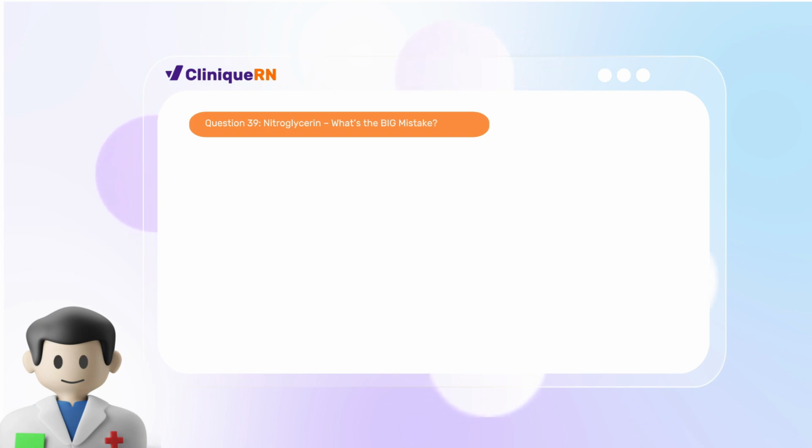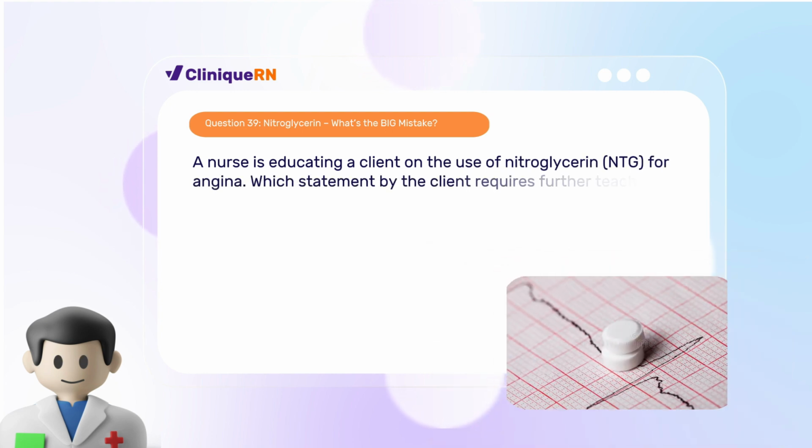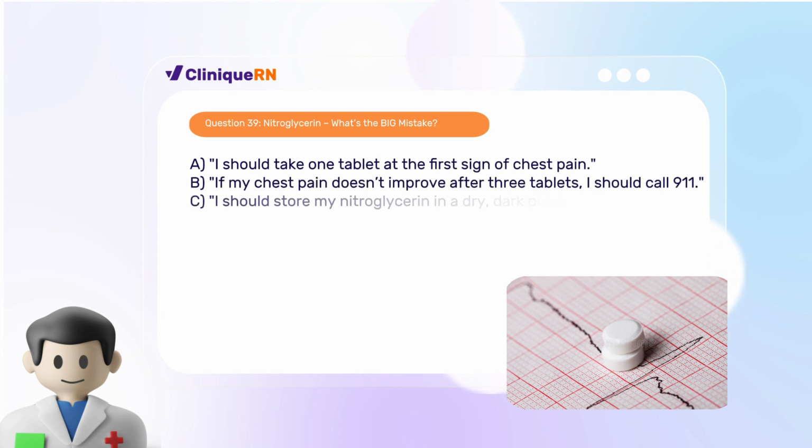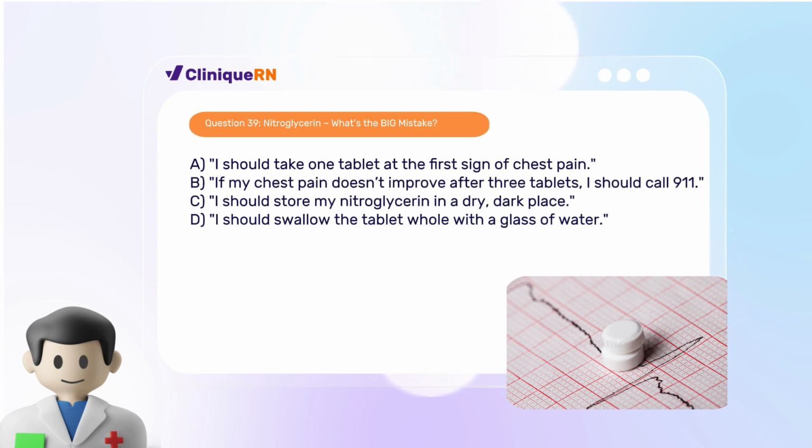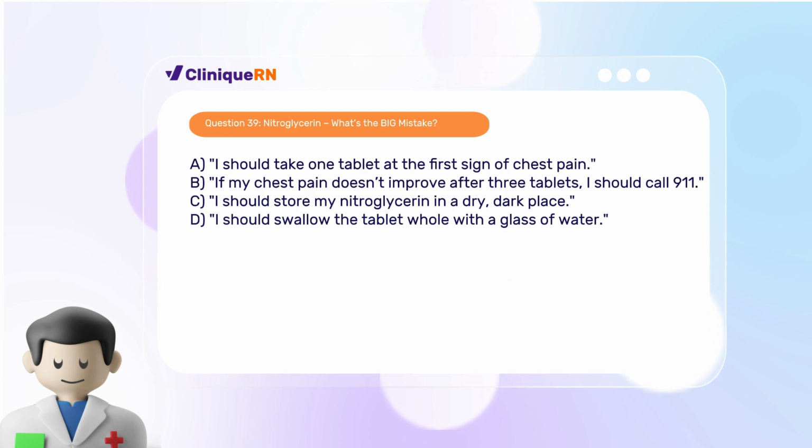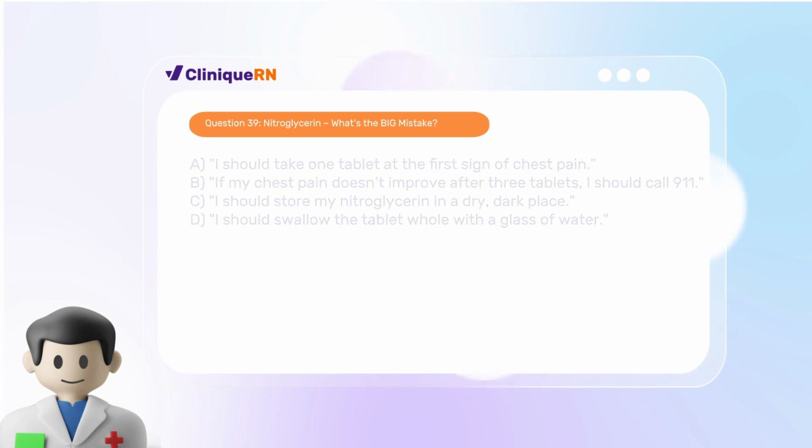Question 39. Nitroglycerin. What's the big mistake? A nurse is educating a client on the use of nitroglycerin, NTG, for angina. Which statement by the client requires further teaching? A. I should take 1 tablet at the first sign of chest pain. B. If my chest pain doesn't improve after 3 tablets, I should call 911. C. I should store my nitroglycerin in a dry, dark place. D. I should swallow the tablet whole with a glass of water.